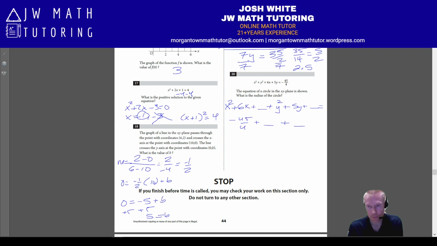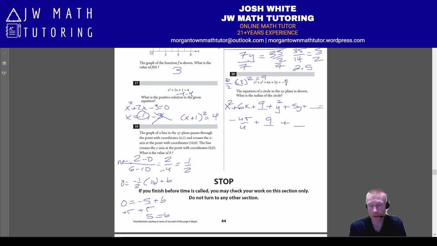So if you're not familiar with the process for completing the square, basically we take the b term, or the middle term, and we divide it by 2, and then we square it. So for the x, that would be 6 divided by 2, which is 3, and then we square it, and that's 9. And that is going to go into the blank here. It's also going to go into the blank on the right side.